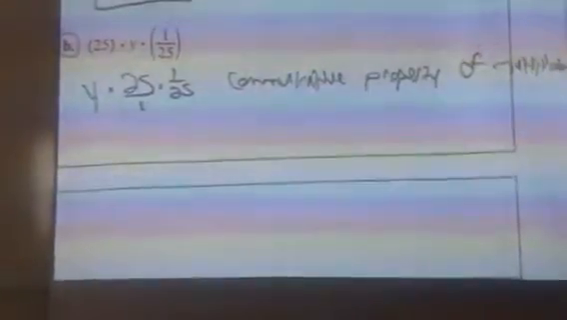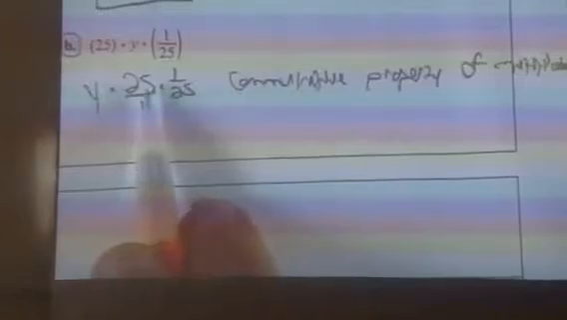Now, 25 is the same thing as every whole number over 1. So 25 is the same thing as 25 over 1. So I can multiply these two out. 25 times 1 gives me 25. 1 times 25 gives me 25. I've got to bring down this y right here.